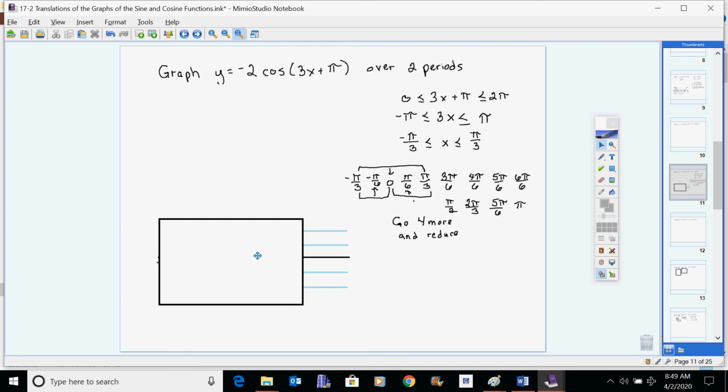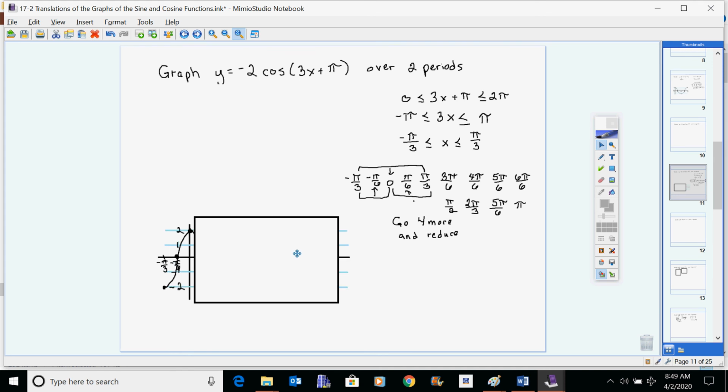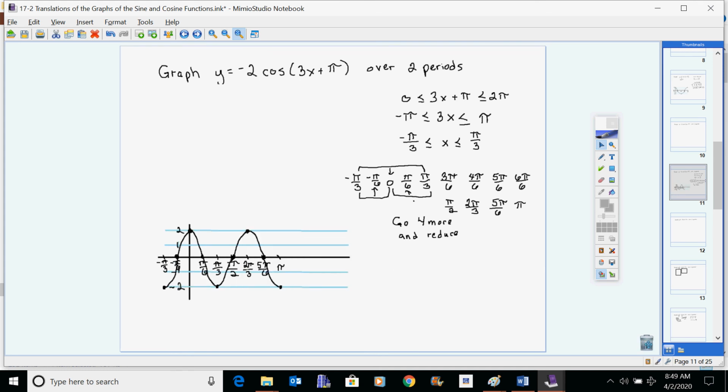So what we have here for this graph, we have all of the points. You have amplitude of 2, which means you're going up 2 and down 2. Here's your negative pi over 3 and your negative pi over 6, 0, pi over 6, pi over 3, pi over 2, 2 pi over 3, 5 pi over 6, and pi. So moving right along with these, at even increments, it's an upside down cosine.